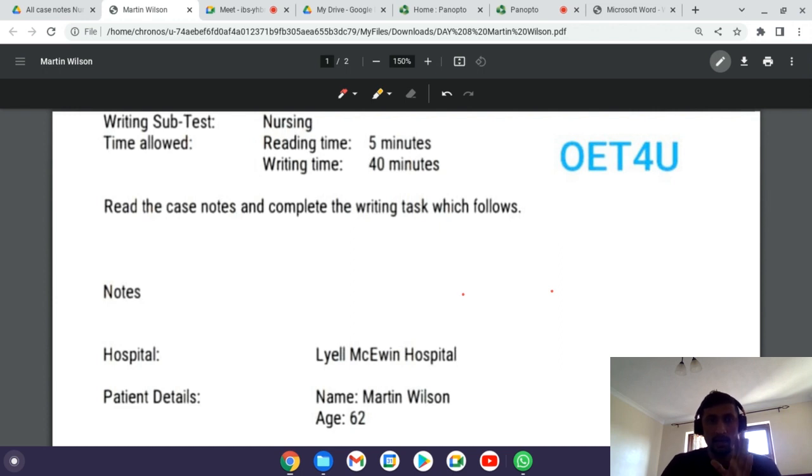So you get a case note like this in your writing exam. What are you going to do first? You get 5 minutes reading time and 40 minutes writing time. You're going to check what the writing task assigned to you is. That is the first thing you're going to do.